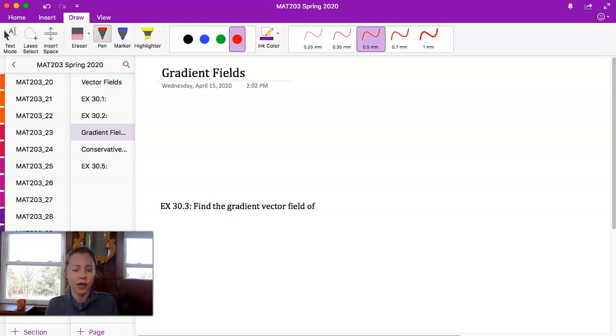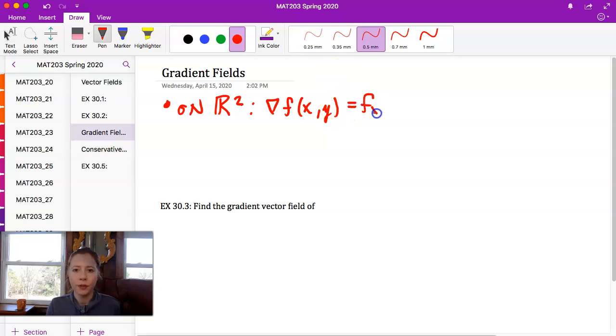So now looking at gradient fields. And so gradient fields in 2 space are defined as follows. So the gradient of f is going to be the partial derivative of the x component. So that'll give us our i hat piece, coefficient, and then the partial derivative with respect to y. So it's gradient as we have been using gradient, nothing different there.